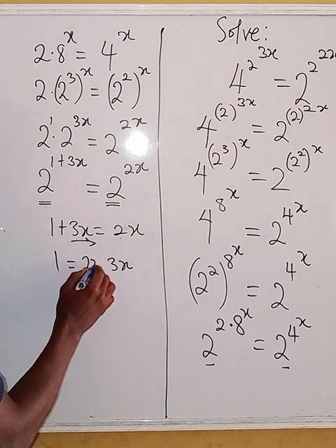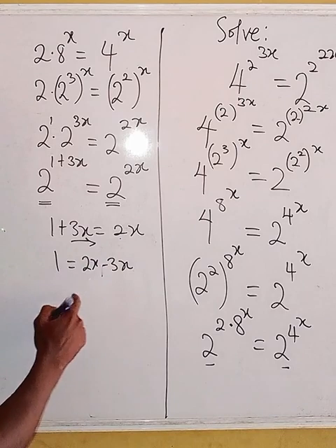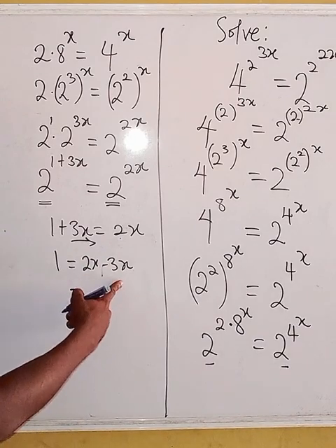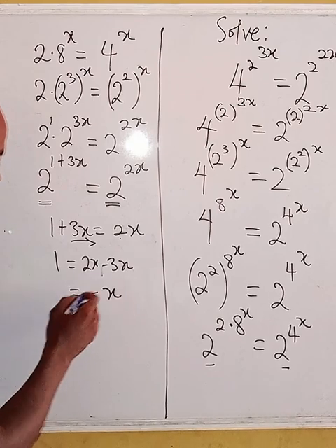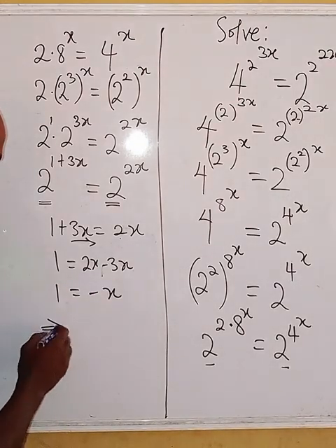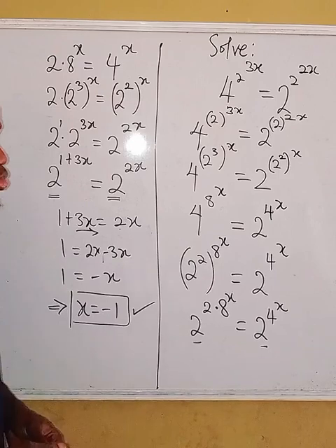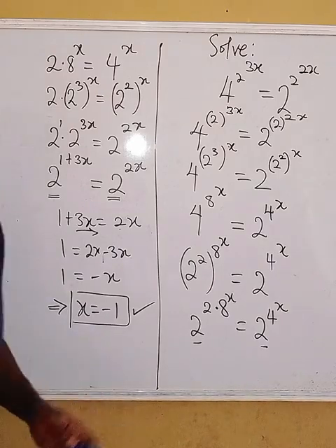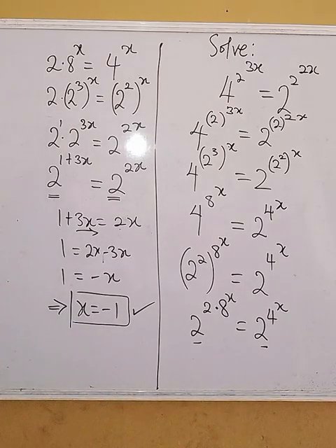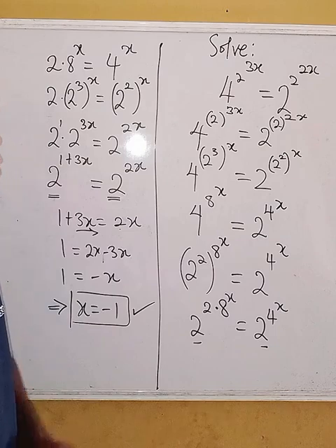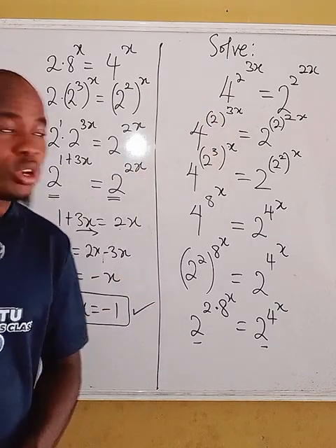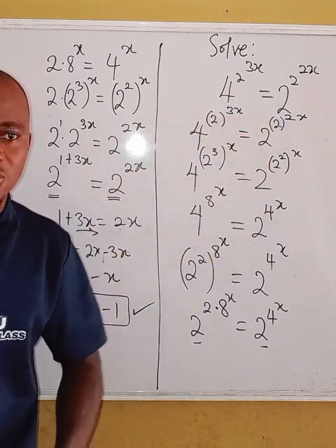2x minus 3x, okay? That's going to give us minus x. Then we have 1. So this implies that x equals minus 1, and that's the solution. X is minus 1. Now, I believe some people will ask me that since x is minus 1, put it in the equation, whether the equation will be satisfied or not.